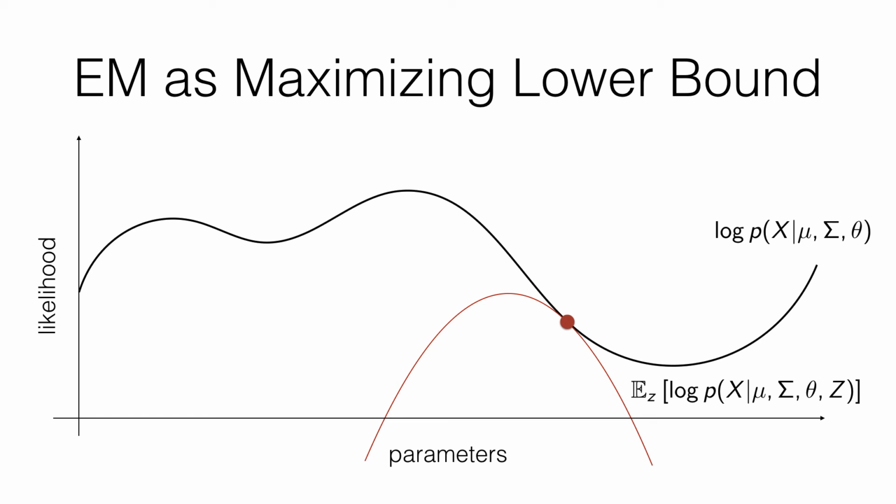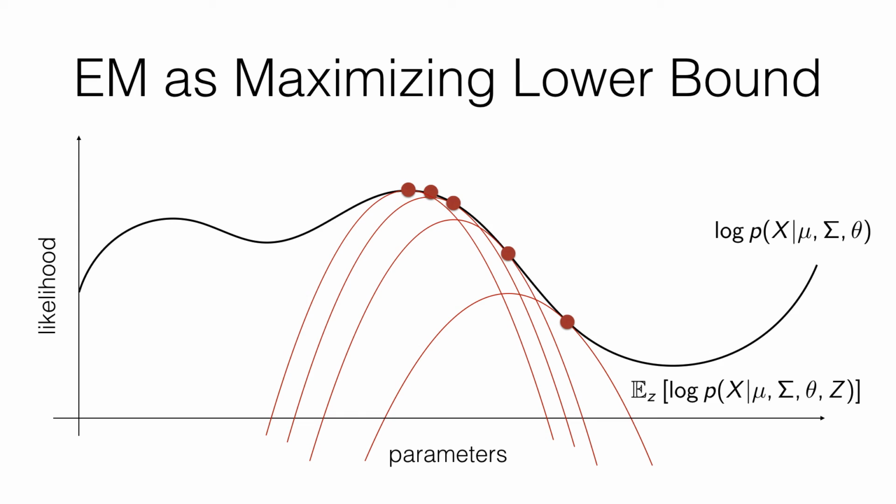Once we have this lower bound, we can then optimize it exactly, because it has a closed form solution, which is the M step, and we have a new point. Then we use that new point to find a new lower bound that's even better than the previous one, and then optimize that exactly. And then we keep doing this until we hope that we land in some local optimum.